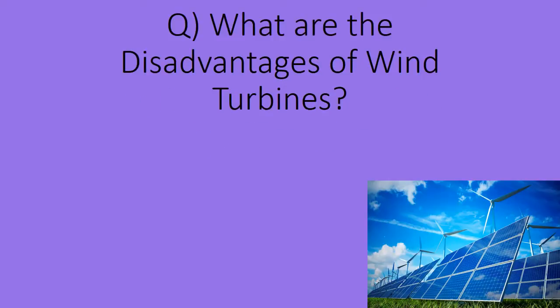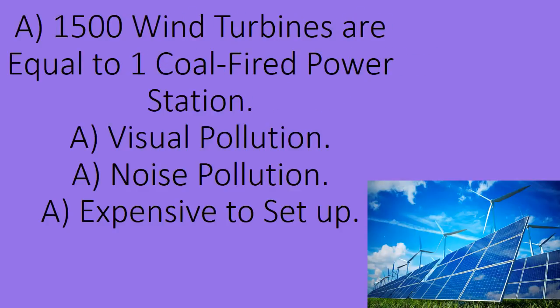What are the disadvantages of wind turbines? 150 wind turbines are equivalent to one coal-fired power station. It has visual pollution, noise pollution, and is expensive to set up.